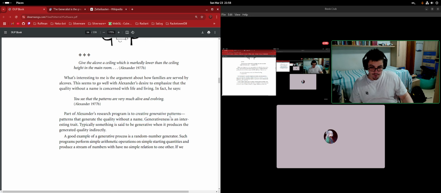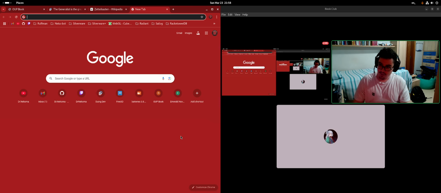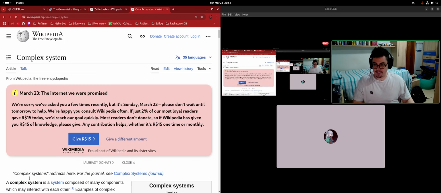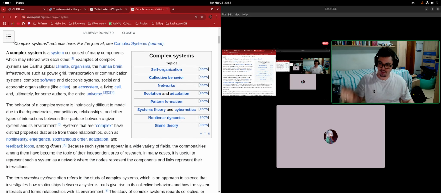Well, generative patterns, and a good example is a complex system, because what he's describing here using the random number generator is a complex system. A complex system is a system in which the phenomena only arise; you cannot deduce the phenomena from the sum of the parts. That's what a complex system is.